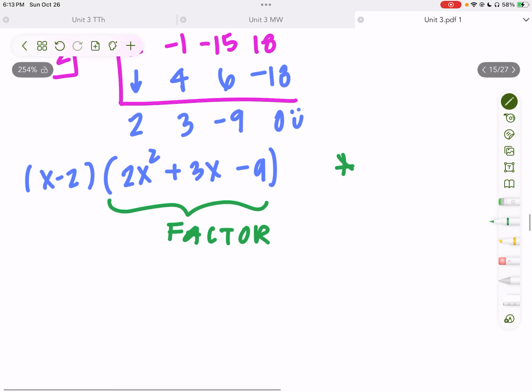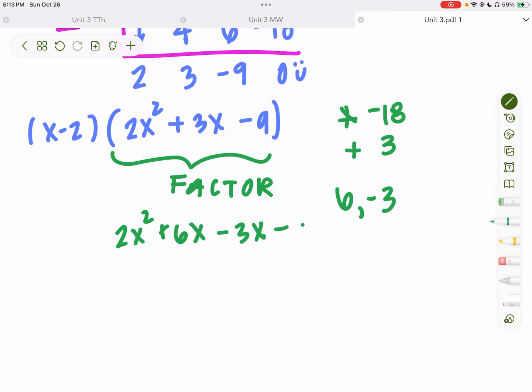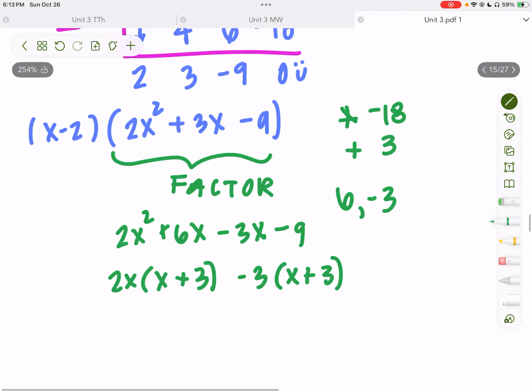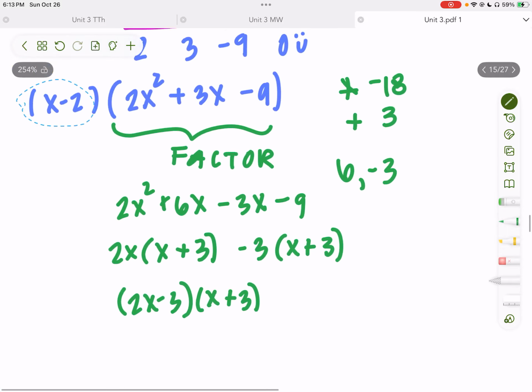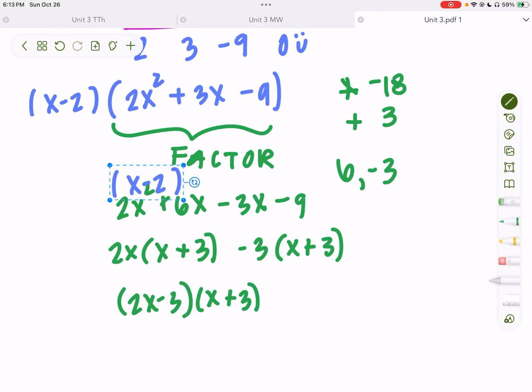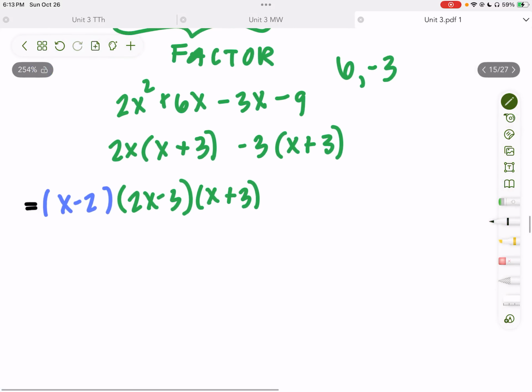So I'm thinking we're multiplying to -18, we're adding up to 3. That's probably going to be 6 and -3. We have 2x squared plus 6x minus 3x minus 9. Let's factor by grouping. And now we're going to have 2x minus 3, x plus 3, and the x minus 2 from before. This would be your factored form.